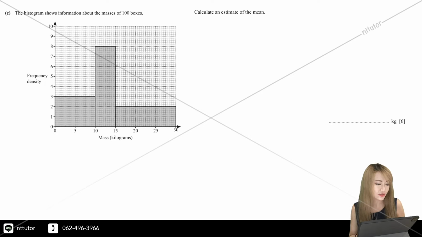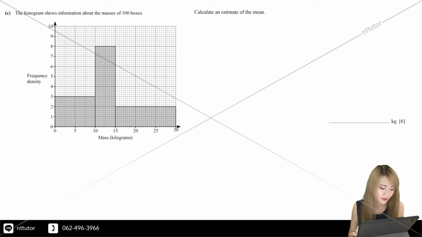C. The histogram shows information about the masses of 100 boxes. Calculate an estimate of the mean. So we have to work backwards here. We can calculate the estimate of the mean if we have a table of group data. And we can always turn a table of group data into a histogram. So from this frequency density and this histogram, we can come up with a table for group data, which we can use to find the mean.